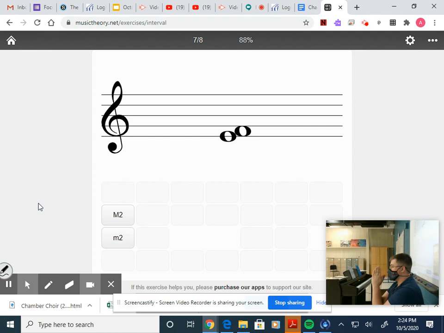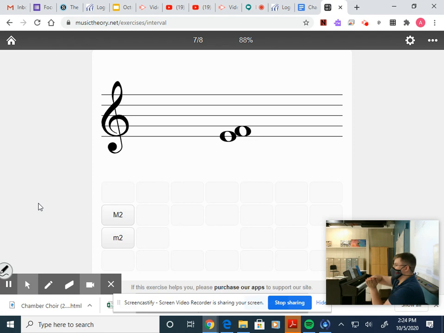So would it be a minor second or a major second? What was that? How many half steps is a major second? Okay, cool. That's all right. A minor second is 1 half step apart. It's the smallest interval we have, in Western music, I should say.